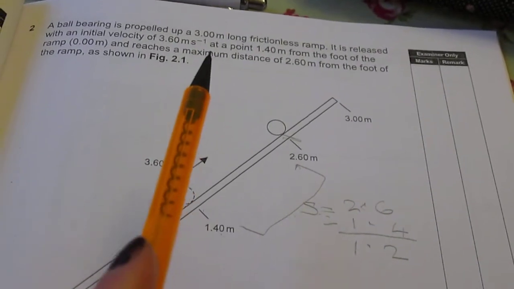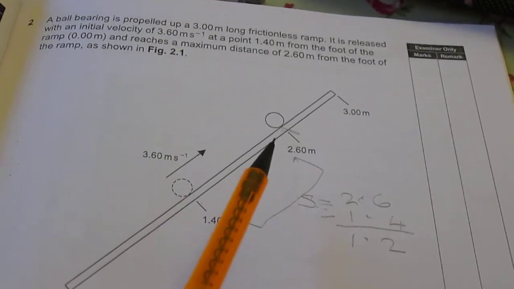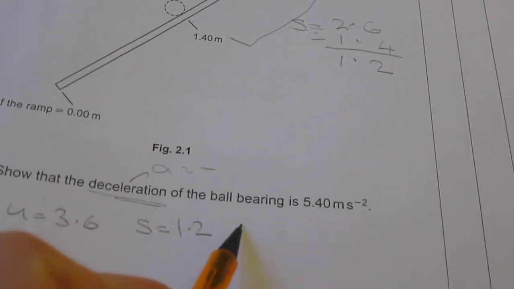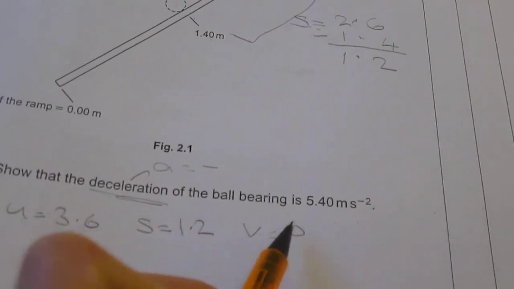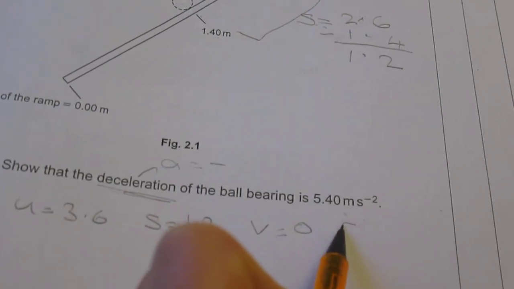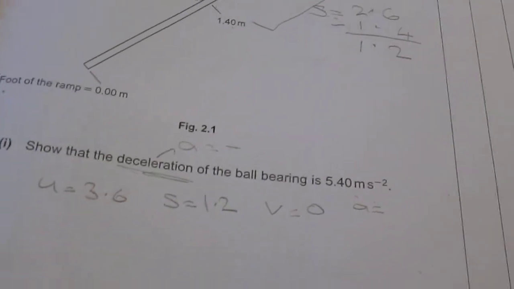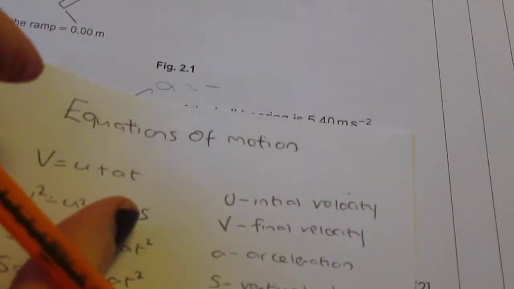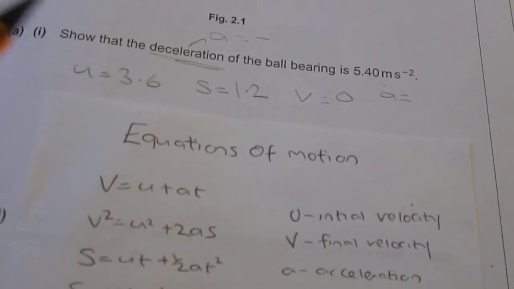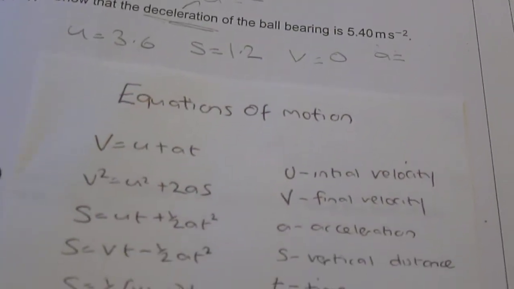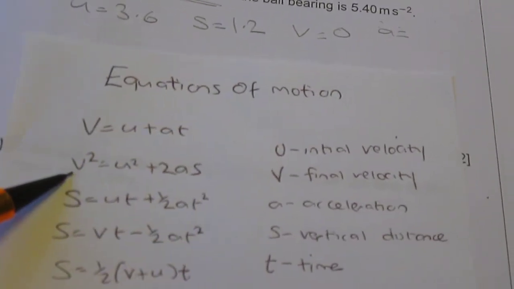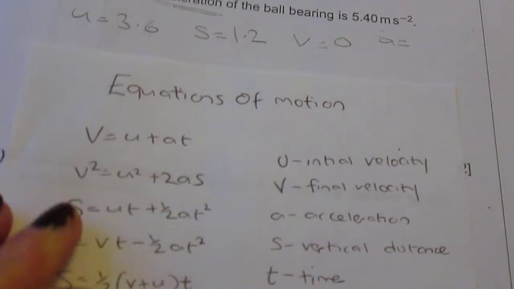If that's the maximum distance, we know at maximum distance it has stopped travelling, so our final velocity, V, is equal to 0. And we want to find A. So let's look at our equations of motion. We have U, S, V and A. What one links those? It's going to be this one here: V squared equals U squared plus 2AS.